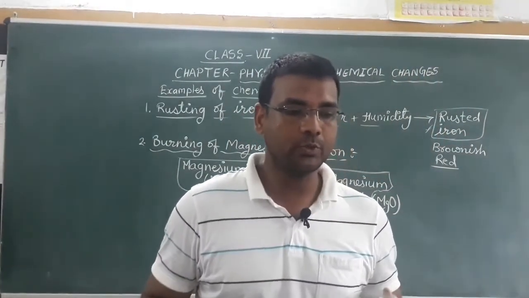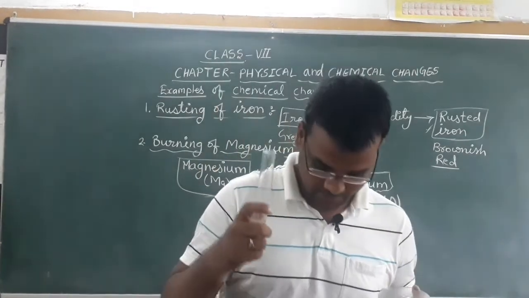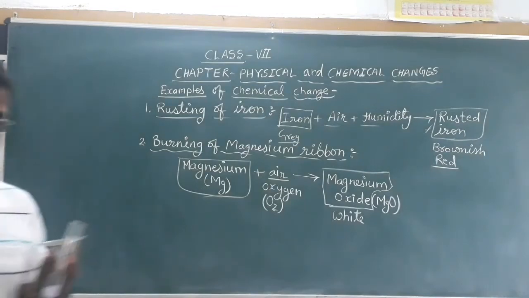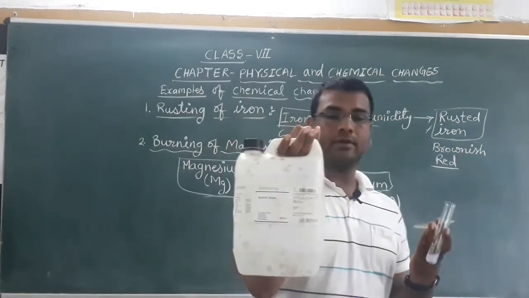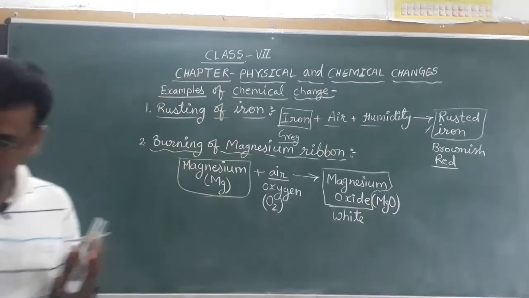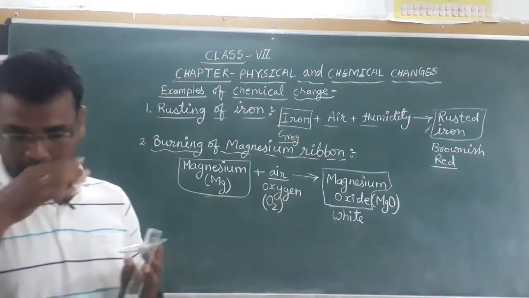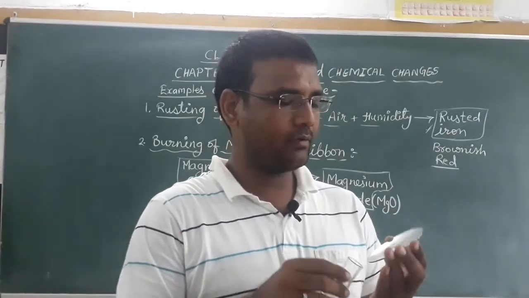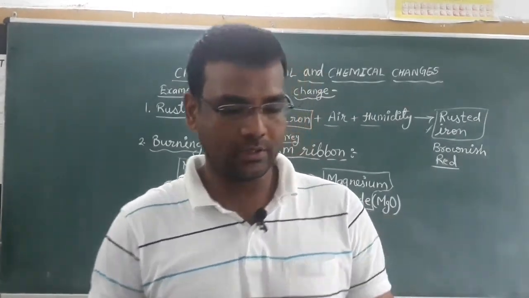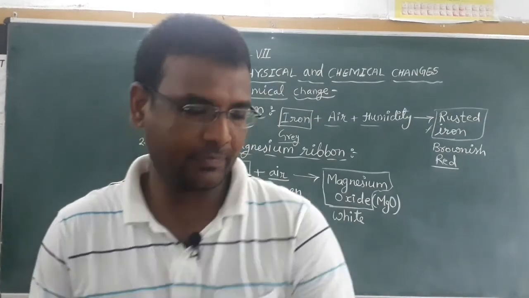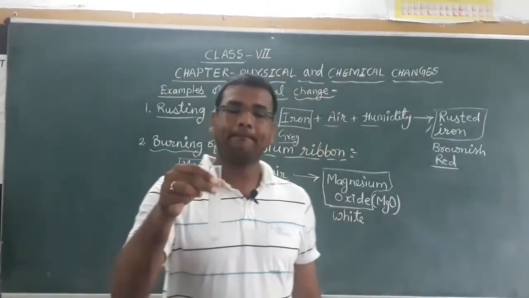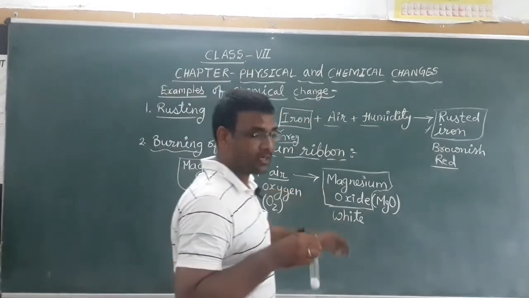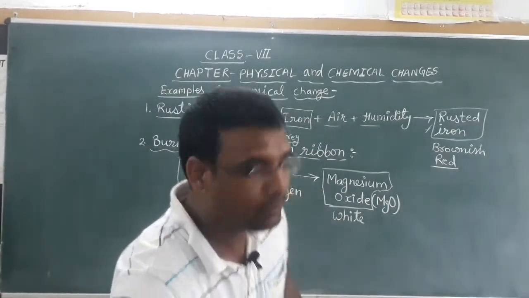distilled water. In this test tube, I have taken a boiling tube, and here I have distilled water. I will be using this distilled water to dissolve this. Okay, so I am taking this magnesium oxide. This magnesium oxide I have dissolved in water.